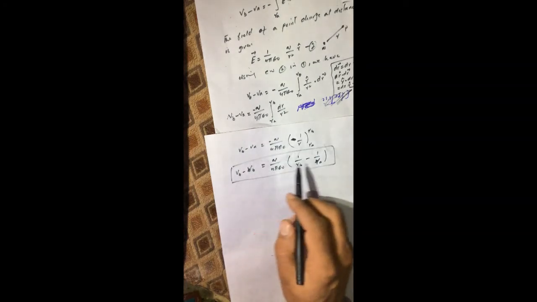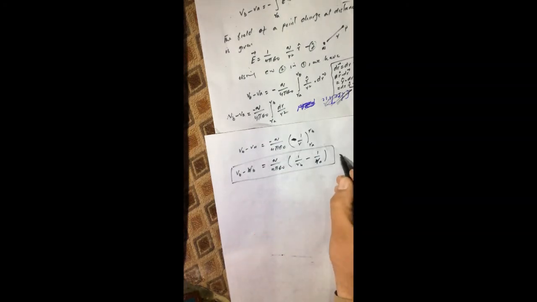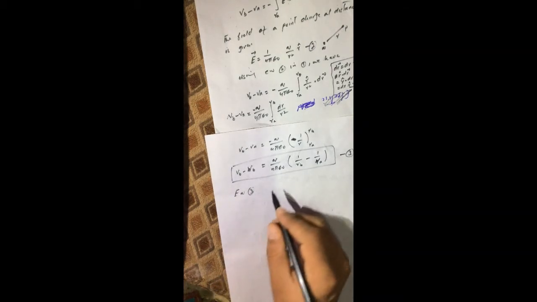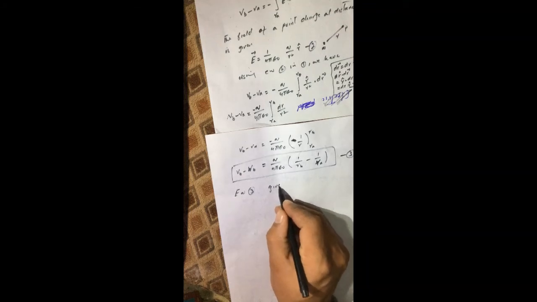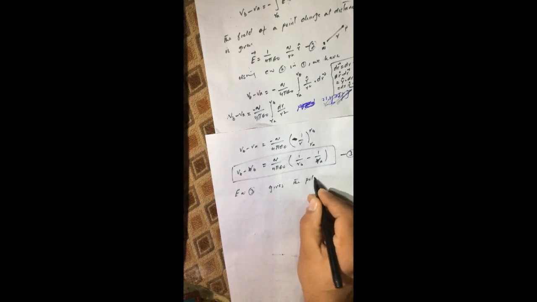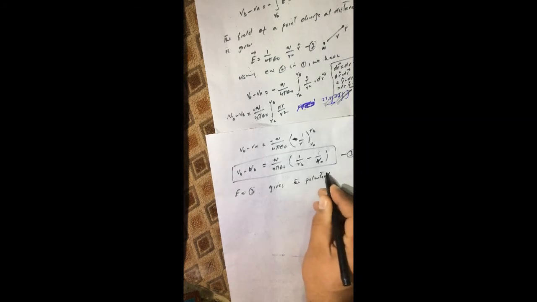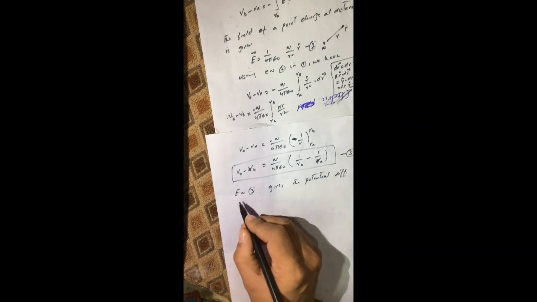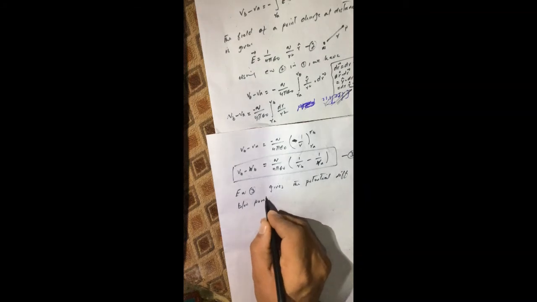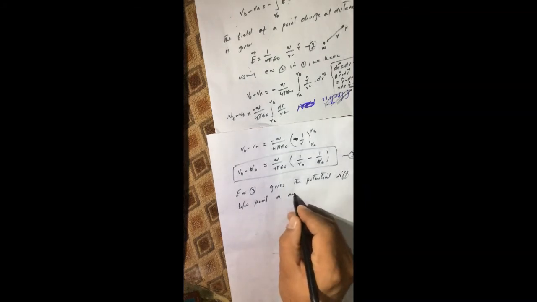Now equation 3, let's suppose this equation 3 gives the potential difference between point A and B.